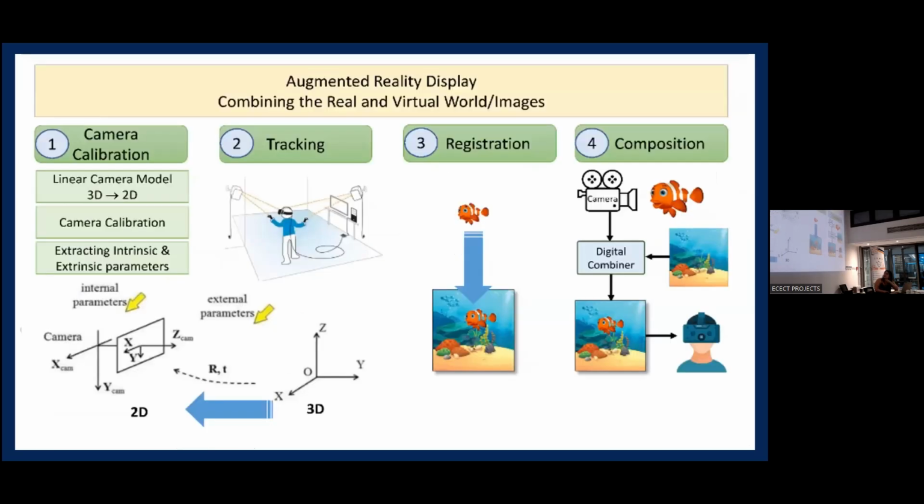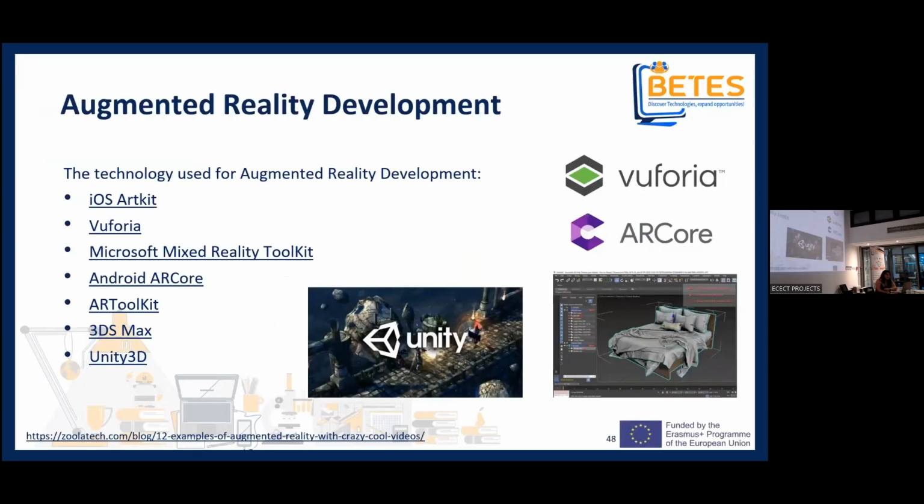This is again how you combine those things. So you can do camera calibration. If you're doing something simple, you don't need camera calibration. If you use your phone camera, it's calibrated already. Then you track the object or yourself, and then you register it with the real environment and combine it.